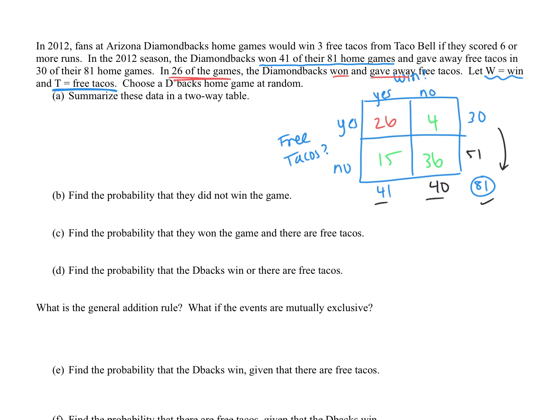What is important in these questions that follow is not necessarily the answer, but the notation. So I'm going to teach us a lot of notation. We're going to write each of these probabilities using W and T. So find the probability that they did not win the game. So the way we write that is the probability of W complement.